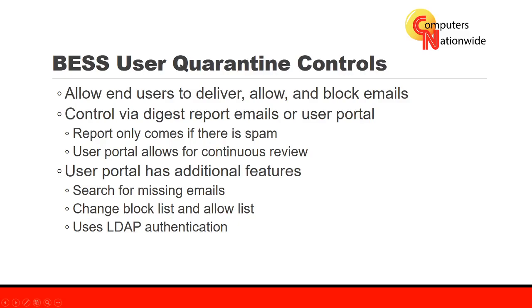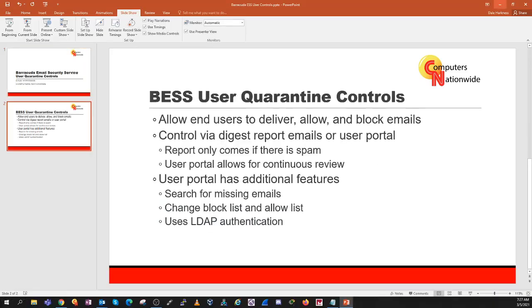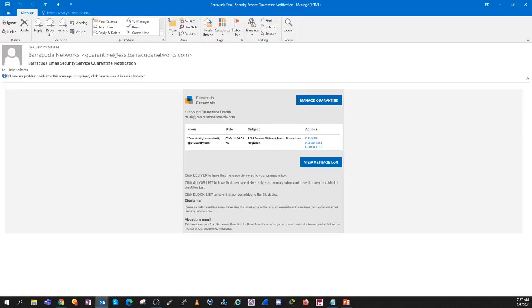I want to jump out of the PowerPoint slide here, and we can take a look at the actual digest report. So this is an example of an email that comes from Barracuda. Again, the threshold depends on what is set up in the background and or allowed to be tweaked by you as the end user. But a typical digest report email is going to look like this. In this particular case, it says one inbound quarantine email for me. It shows the from address, the date and time, and the subject. Pretty standard stuff. It also gives you your actions, so you can deliver, you can allow, or you can block.